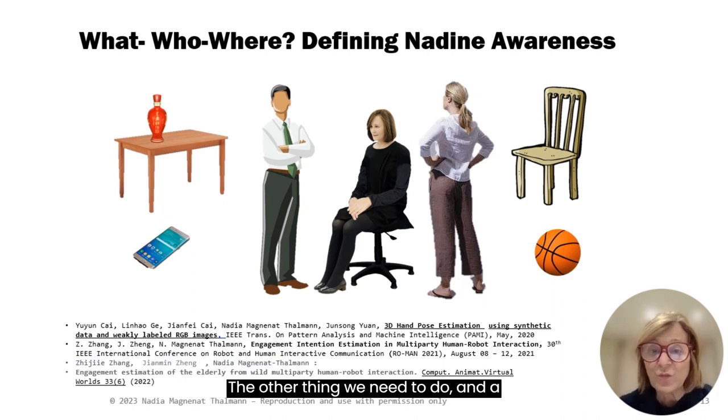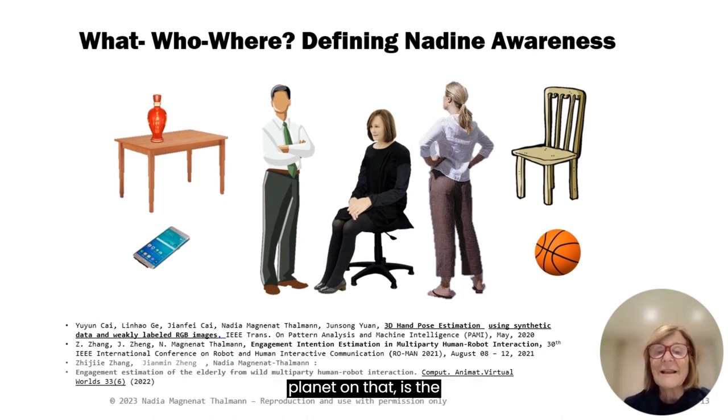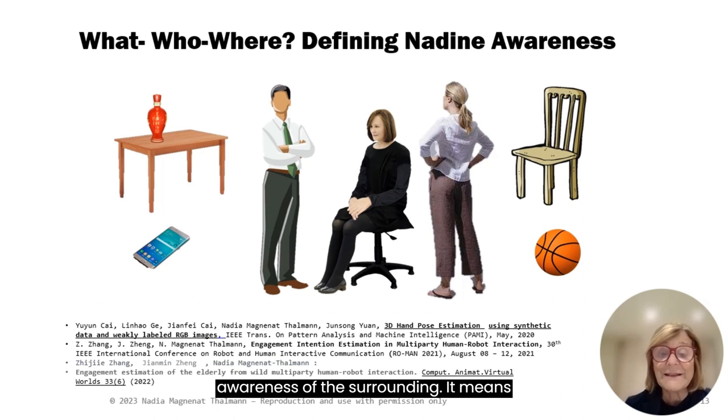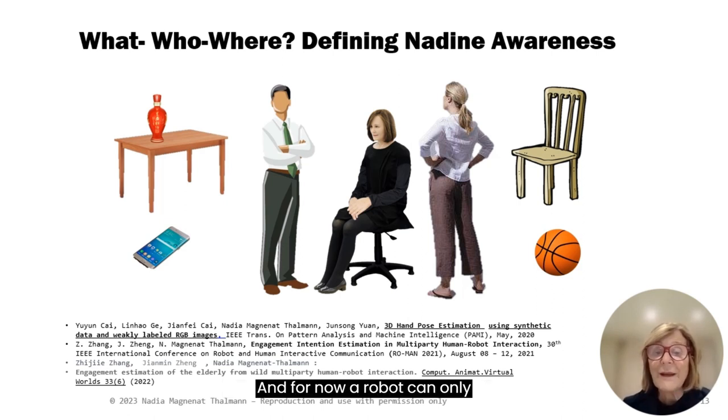The other thing we need to do, and a lot of researchers are working around the planet on that, is the awareness of the surrounding. That means that a social robot like Nadine should be able to recognize what is going on in a room, who is doing what, what are the behaviors, what are the objects. For now, a robot can only recognize two people. Also, in the behavior, humanoid robots can only hold 10 kilos maximum. So when they move, the move is still not so natural. So there are so many different developments to do.